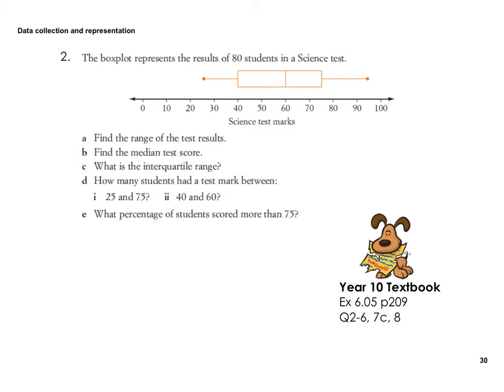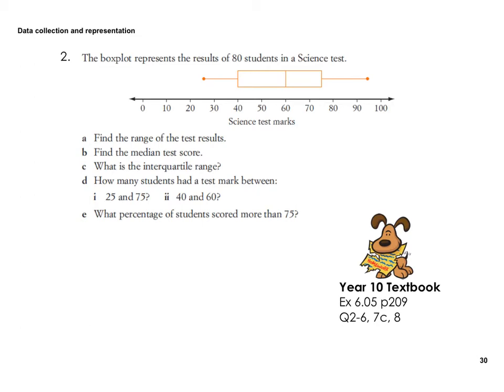Okay, question 2. The box plot here represents the results of 80 students in a science test. Please pause and write this down, and we'll go through it. Okay, part A. Find the range of the test results.